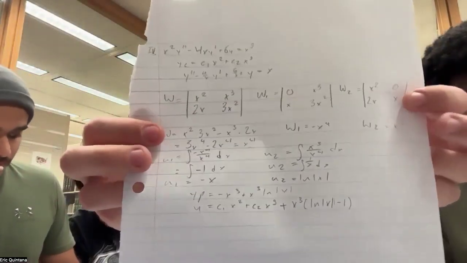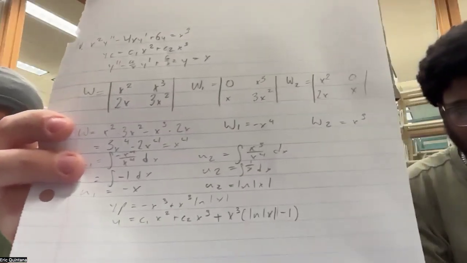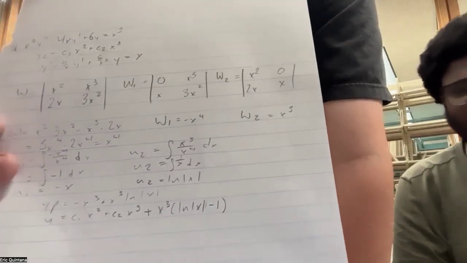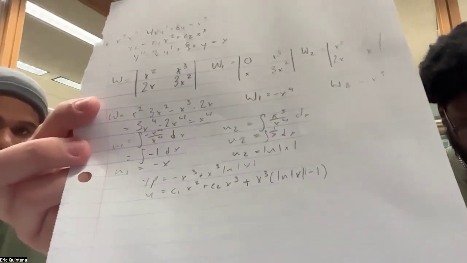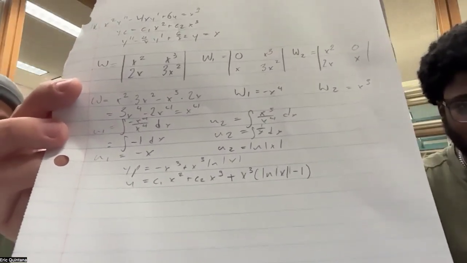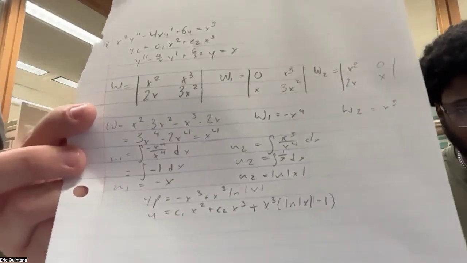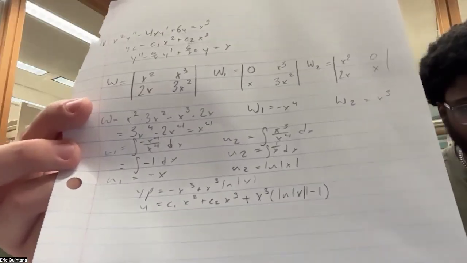So you get the determinant of w is x to the fourth. The determinant of w1 is equal to negative x to the fourth, and the determinant of w2 is equal to x to the third. At which point you find your u1 and u2, which is just the integral of w1 over w for u1, and u2 is the integral of w2 over w, with respect to x on each. At which point you get negative 1 dx and 1 over x dx, which is, of course, negative x for u1, and u2 is the natural log of x.